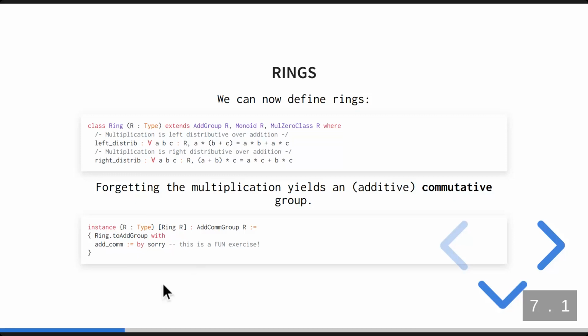Okay, so maybe it's the same question. So if you write, so you have instance additive commutative group R. Here, yeah.